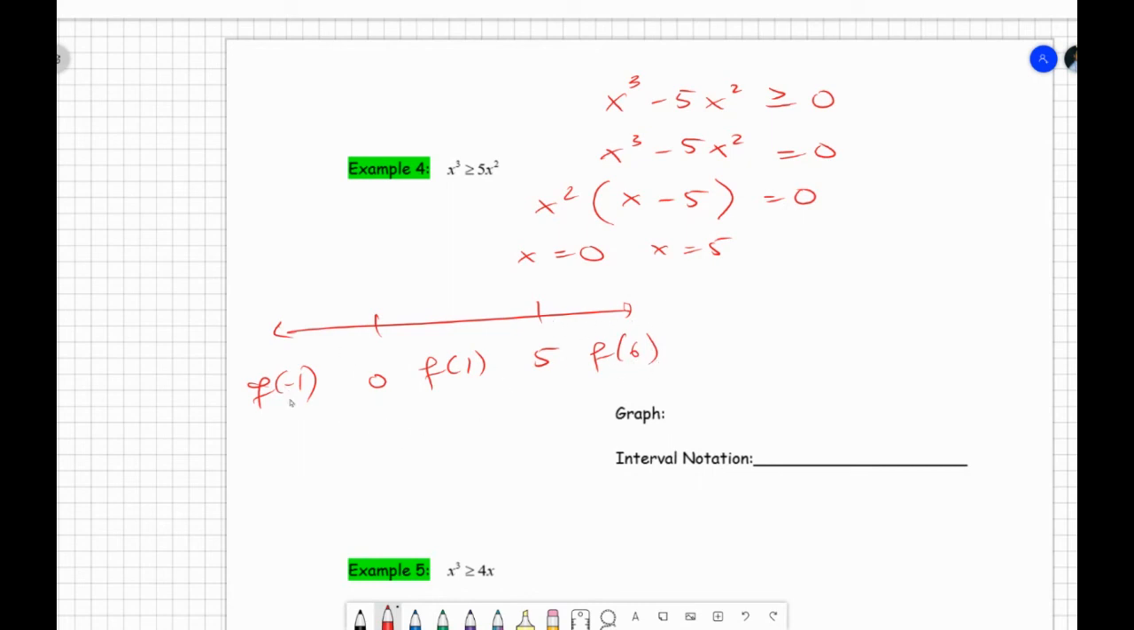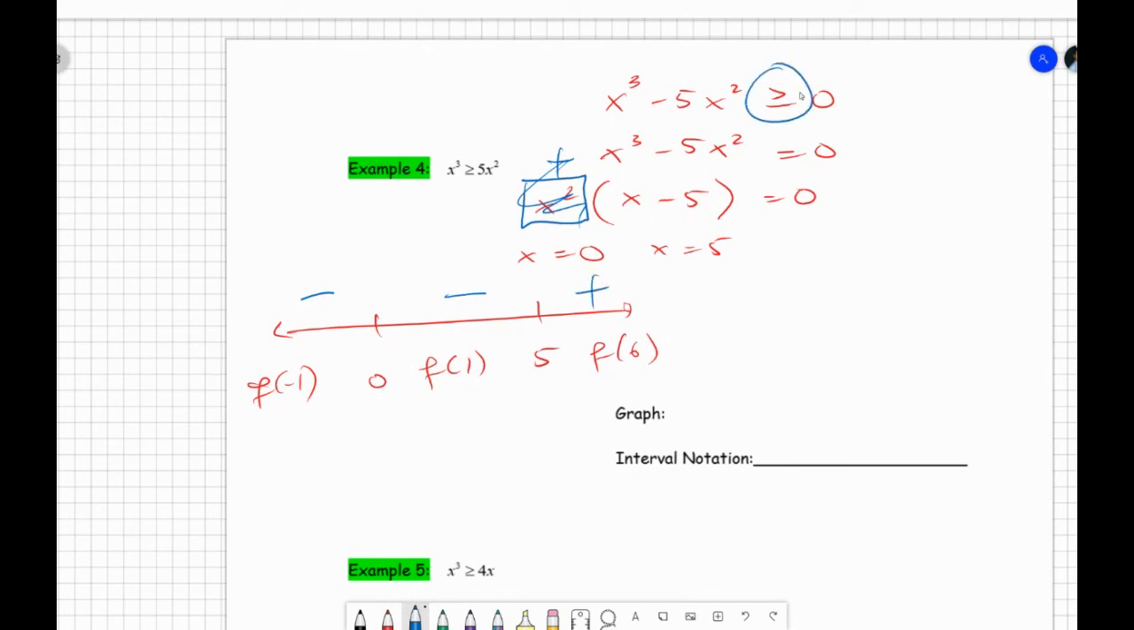interval. Plug in -1. Now you can see here, in this portion, x is always being squared, so this is always positive. So I don't really care about this portion here. Now I'm going to plug -1 into here. I'm going to get a negative number. I plug in 1 in here. I'm going to get a negative number. I plug 6 in here. I'm going to get a positive number.